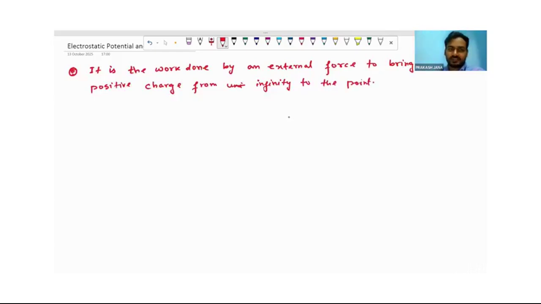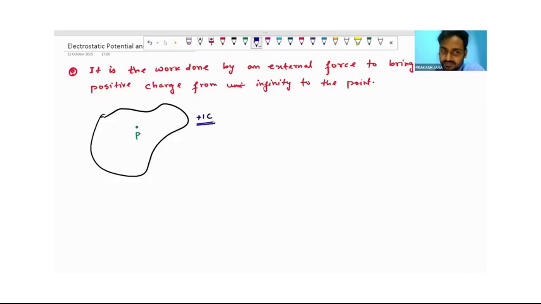So definitely I'm talking about electrostatic field. Suppose here in this region we have electric field produced by something, maybe charge, maybe anything. And now we wish to find the electric potential at this point. Let's say the point is P. How do we find the electric potential? We have to bring a unit positive charge, that is 1 coulomb positive charge, from infinity to the point P.